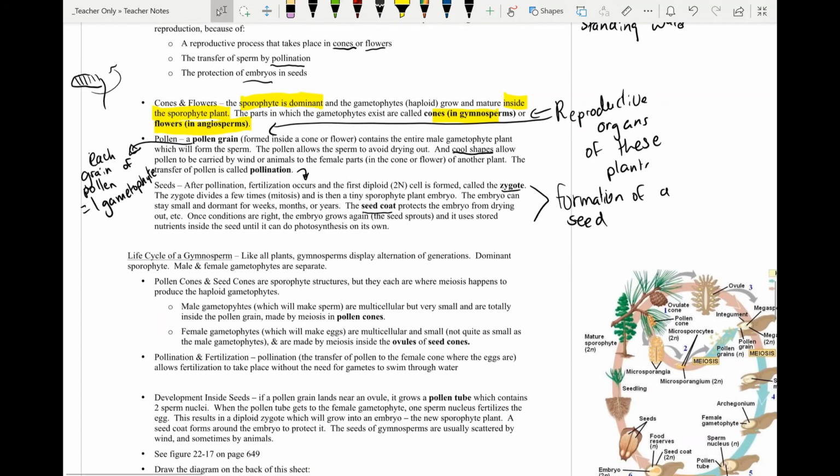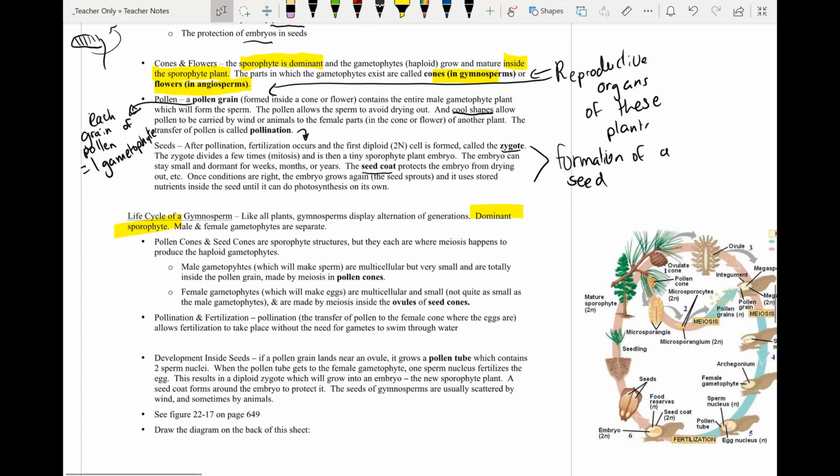So we're going to talk about Gymnosperms first. So like all plants, they have this alternation of generations. Dominant is the sporophyte. Male and female gametophytes are separate. The pollen cones and seed cones are sporophyte structures. So these, the actual structures around them, are part of the sporophyte plant, but they are what is producing the haploid gametophyte. So they're still the reproductive organs, but they can take on different looks.